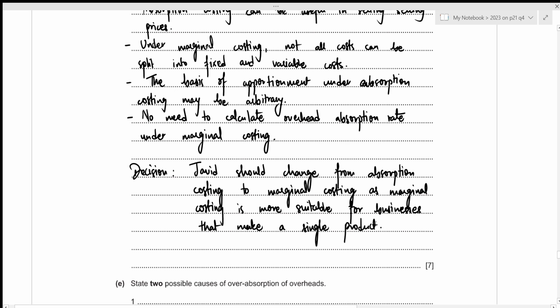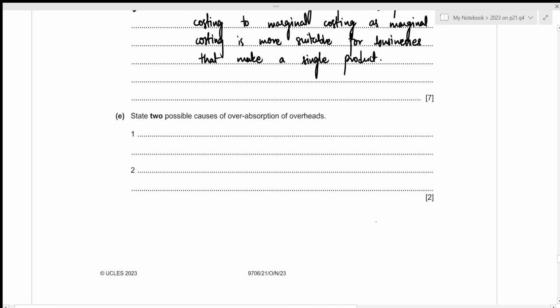Alright, that's all for the fourth part. Let's move towards the fifth one. We now need to state two possible causes of overabsorption of overheads. So always remember that overabsorption of overheads occurs when our actual overhead is less than the budgeted overhead, or the actual production is greater than the budgeted production. So these are the two things that you need to list down.